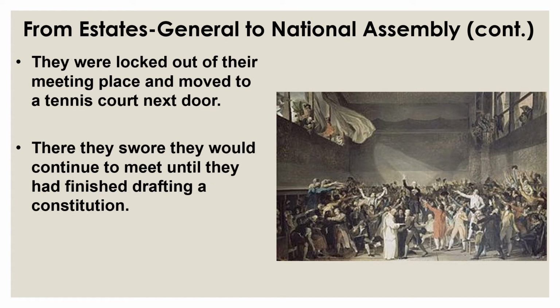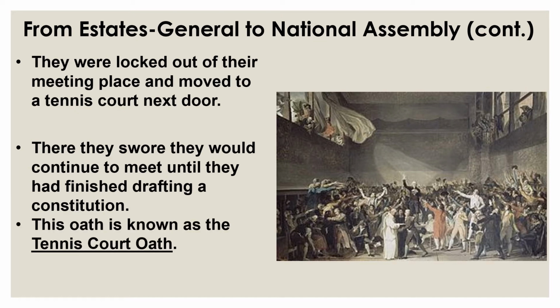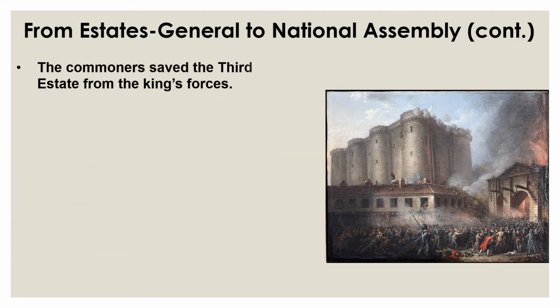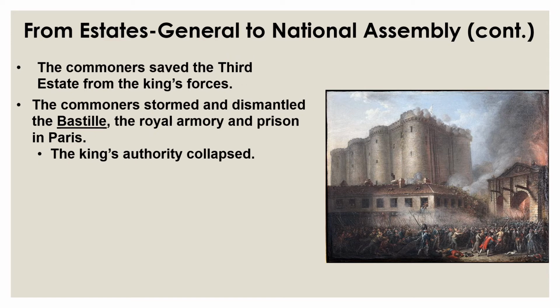As I said, they were locked out of their meeting place and they moved to a tennis court next door. There, they swore they would continue to meet until they had finished drafting a constitution. This is known as the Tennis Court Oath of 1789. With this action, we see the beginning of the French Revolution. The commoners saved the Third Estate from the king's forces.